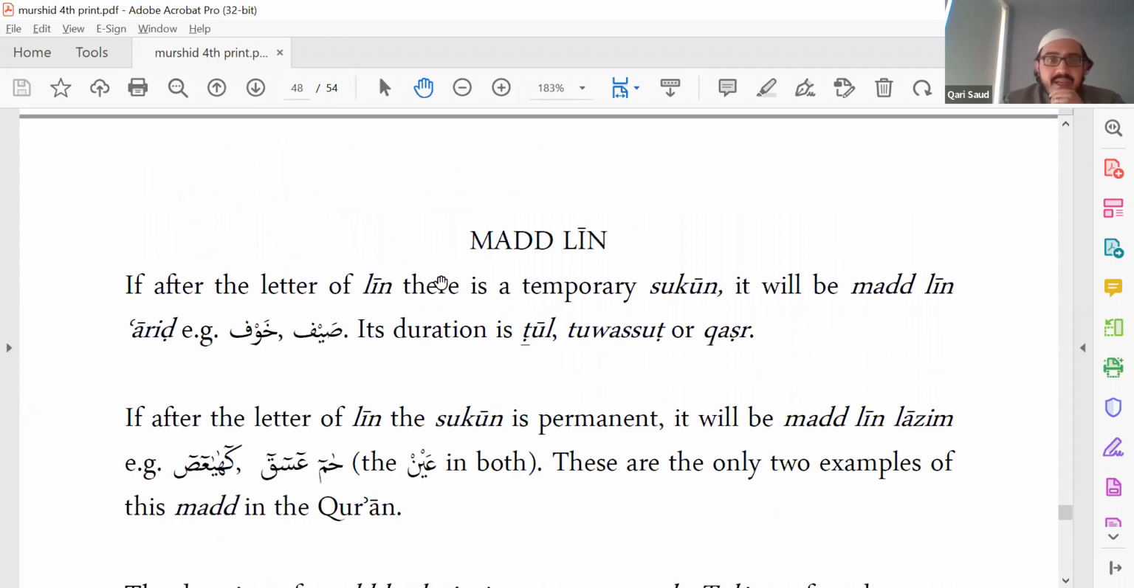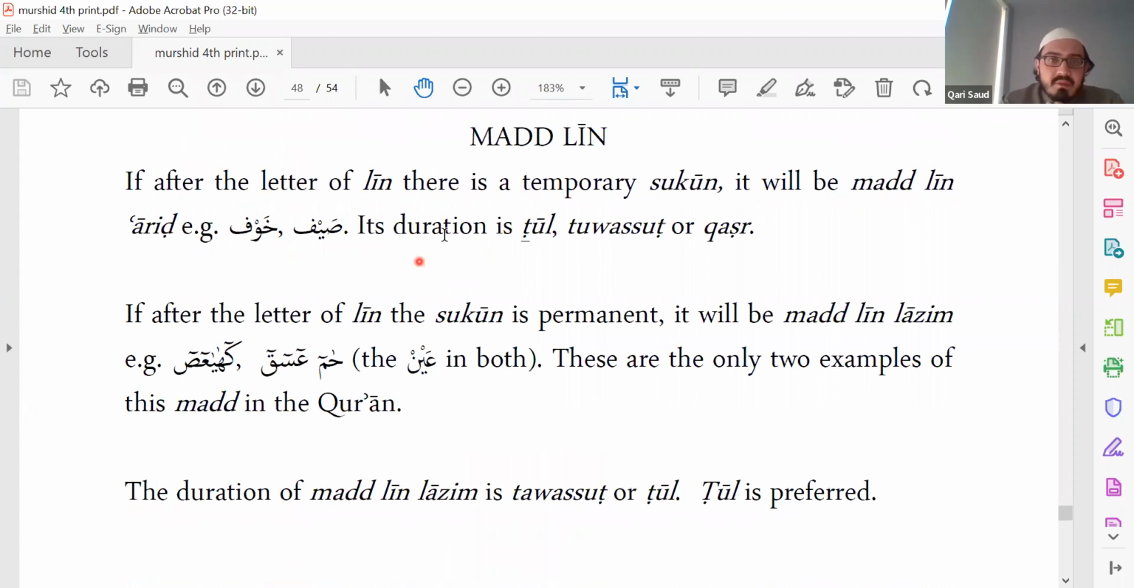Okay, mad lean. If after the letter of lean, remember the letter of lean is either waw or a ya, and before there's a fatha. If after the letter of lean there is a temporary sukoon, it will be mad lean arid. Okay, arid again means temporary, which means you can do tul, tawassut, or qasr. So you can say sayf, or again, sayf, or you don't have to open your finger on the qasr. It's mad tabi'i, it's natural. Tawassut, 3 fingers.